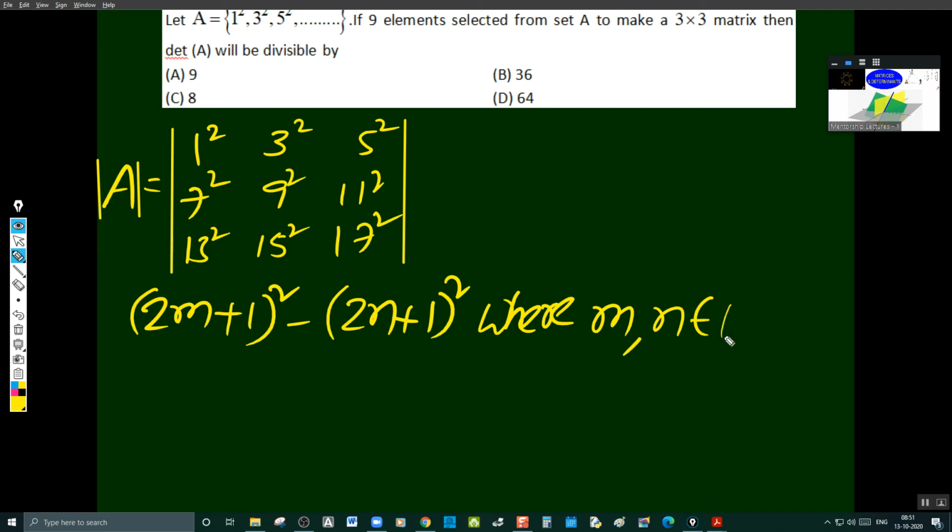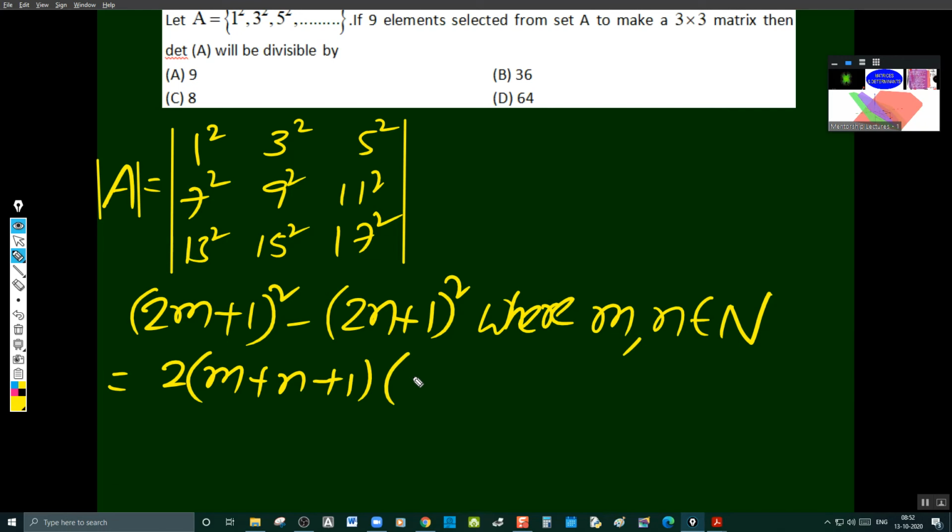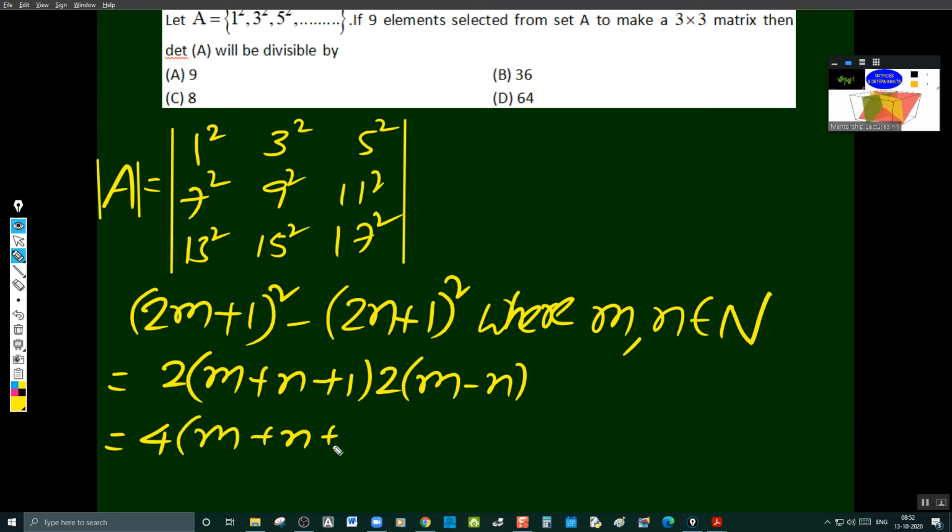Now, tell me, a square minus b square? Yeah, this is a plus b into a minus b. So 4n plus 2 into 2m minus 2n. That is 4 into m plus n plus 1 into m minus n.